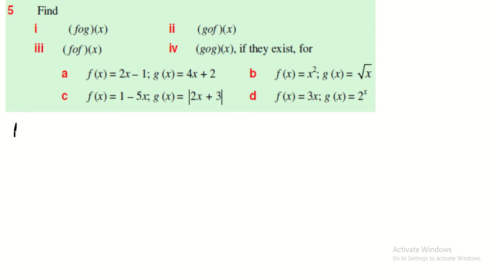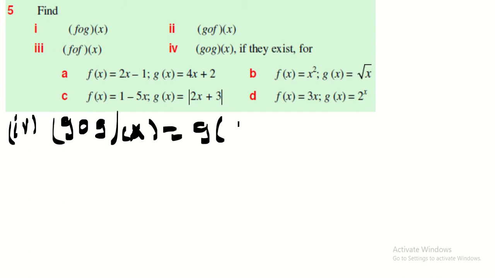Okay, the last one, Roman number 4. What does it say? g of g of x. Or you can say g of x, composition of itself, which is g of, what's it? g of x?